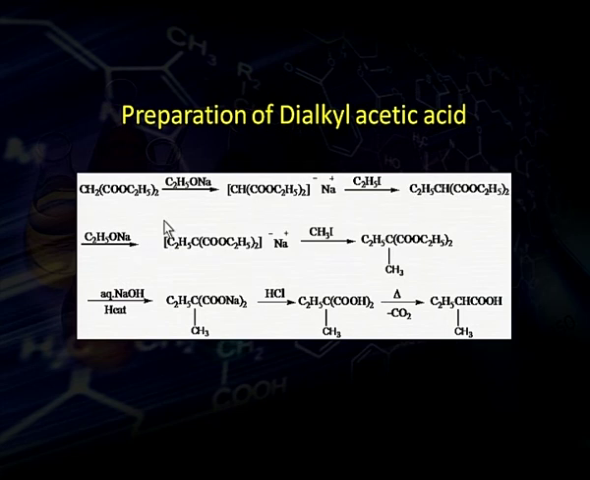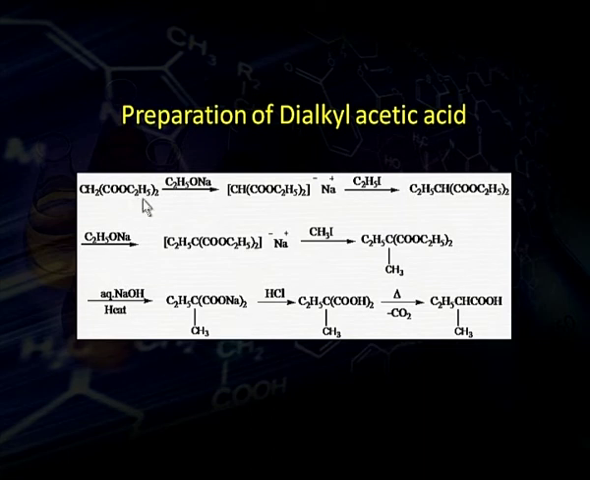In a similar way, we can synthesize dialkyl acetic acid. This acetic part comes from malonic ester. So, it has two parts, two alkyl groups. One is ethyl, other is methyl. For the substitution of this ethyl and methyl, we will prefer first of all ethyl iodide because the bigger group is substituted first, then comes the lighter group.